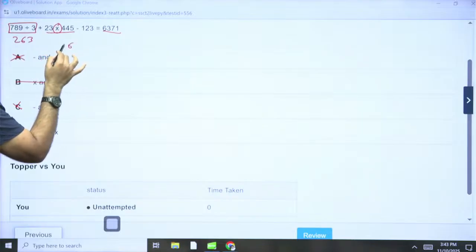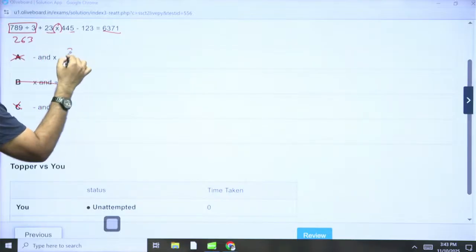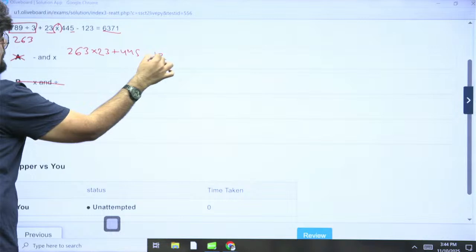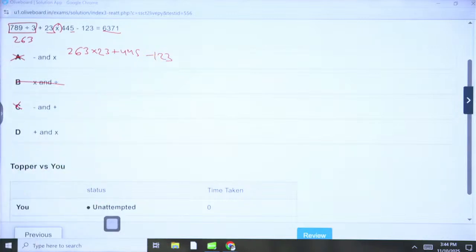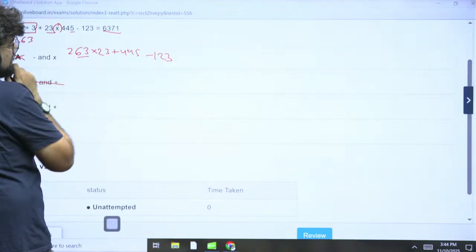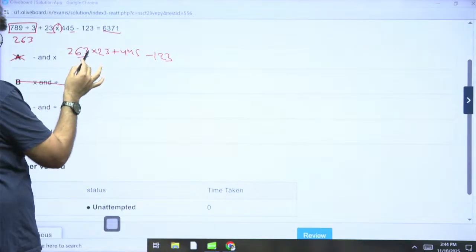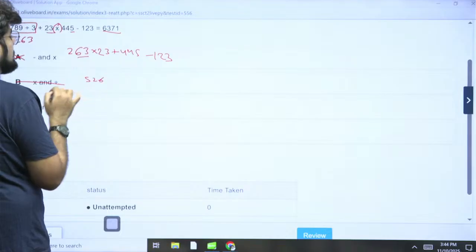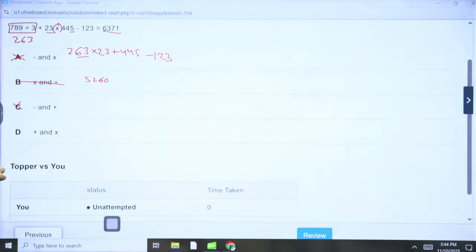So 263 into 23 plus 445 minus 123. Just observe once. 4,000 plus 400. No, that is also not working out. But that can go closer, I believe. No, because we are ignoring the 63 and 3. No, 263 into 2 is 526. 5260. Sorry, my bad. Yeah, it's right. I think this is right.